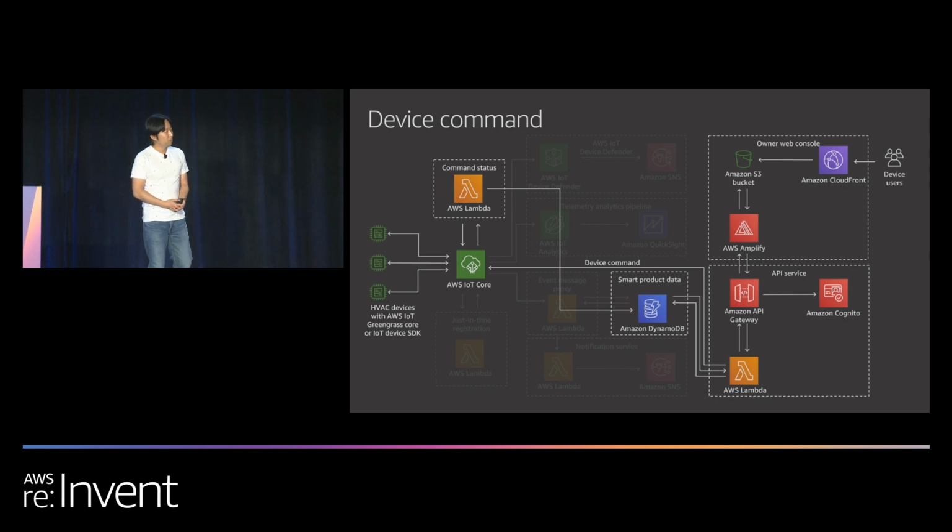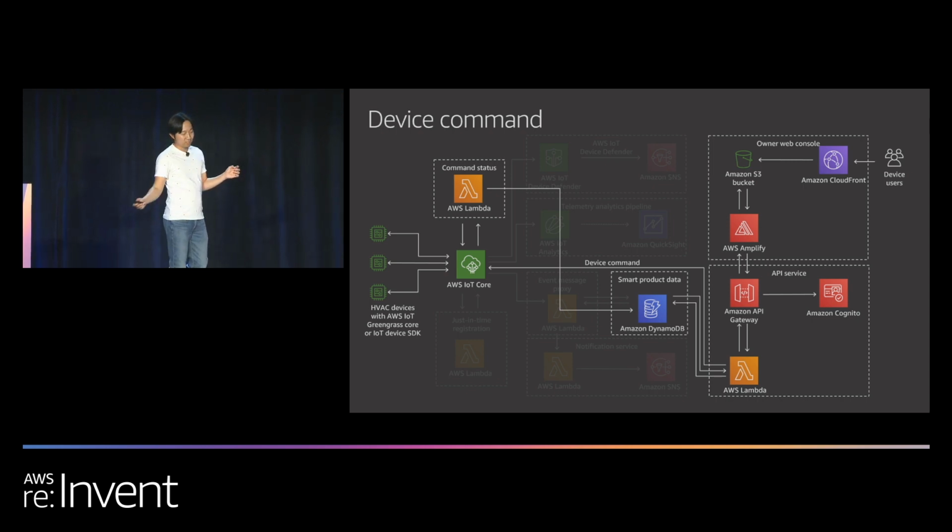So let's talk about the remote command. Users of the device are going to execute remote commands through the owner web console. Once the user creates a command, the command goes to the API service, and the command API service is going to send the device command to AWS IoT Core. And then we have a command status service to check the command status as well.